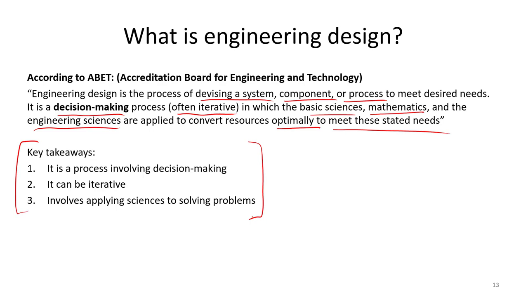First, engineering design is a process involving decision-making. Also, engineering design can be iterative. That means we may need to repeat the process. And also, engineering design involves applying sciences to solve problems. So remember, our focus as an engineer rather than a scientist or technician is our goal is to apply sciences to solve a specific problem.